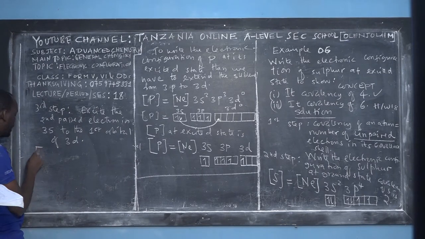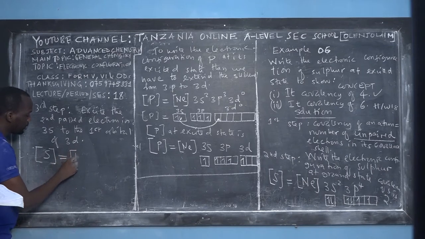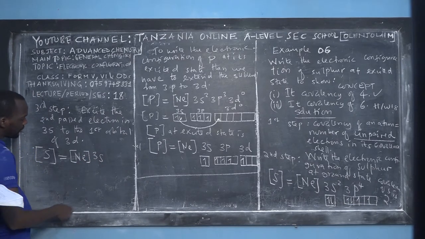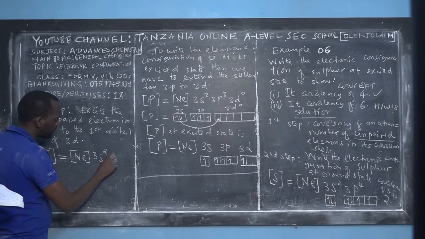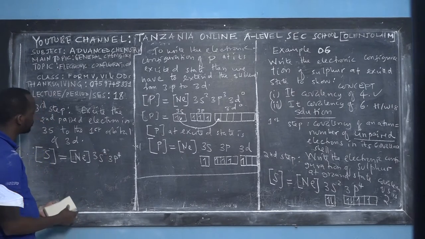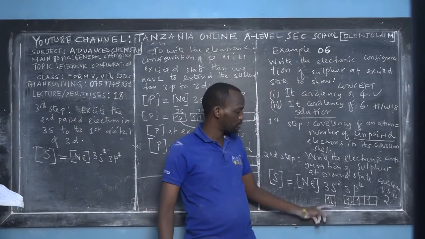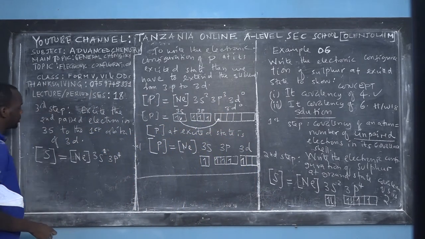So it is the case now, therefore, the electron configuration of sulfur with covalence of 4 is equal to the electron configuration of neon, which is a noble gas, and then we have 3s. How many electrons do you have in 3s? 2 as usual, then 3p, we still have 4 electrons. Do you have paired electrons in the p orbital? Yes, we have. So we have to excite these electrons first, and then we come to this, in case it's required. So we say the second paired electron in the 3p orbital goes to the first orbital of 3d.